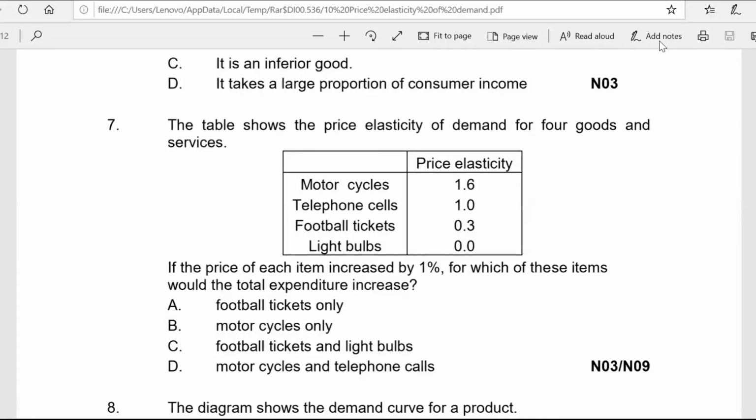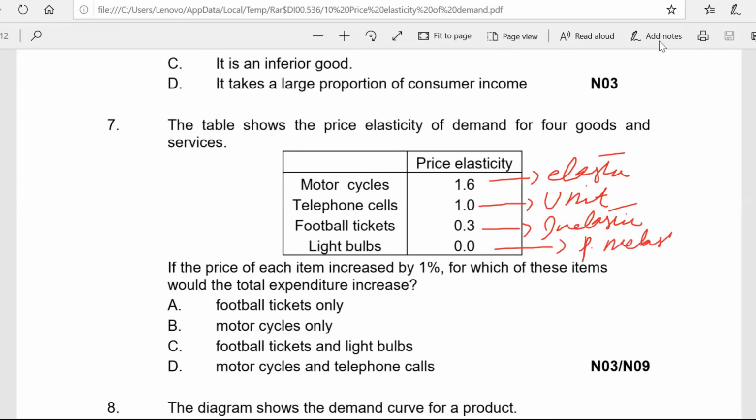In question number 7, we have multiple products: motorcycles, telephone, football tickets, and light bulb, and their price elasticity of demand is also given. Motorcycles have elasticity of demand 1.6, and 1.6 is greater than 1, so we call it elastic demand. And telephone has unitary elastic demand, which is equal to 1, and football tickets have inelastic demand, that is less than 1. 0.3 is inelastic, less than 1. Light bulb is 0.0, this is perfectly inelastic demand.